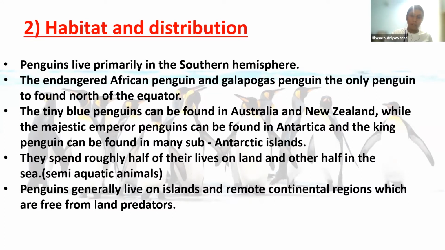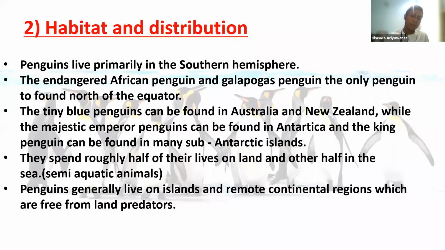The endangered African penguin and the Galapagos penguin are the 2 types of penguin species which live apart from this southern hemisphere. So they can be found north of the equator. The tiny blue penguin can be found in Australia and New Zealand. While the majestic emperor penguin, the largest species of penguins, can be found in Antarctica. And the king penguin can be found in many sub-Antarctic islands.